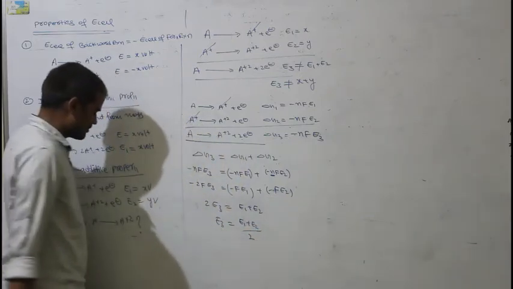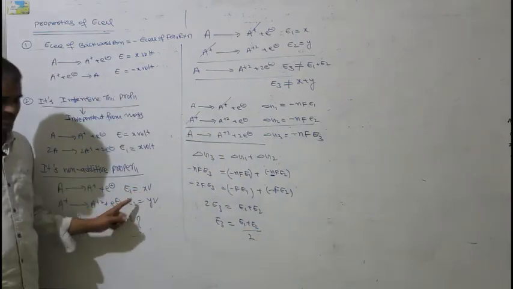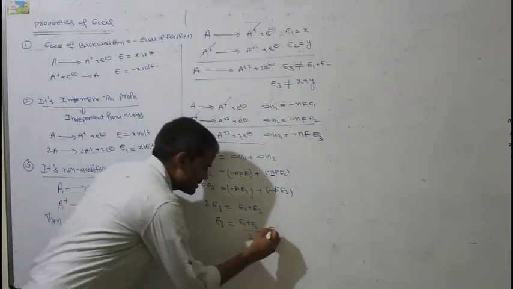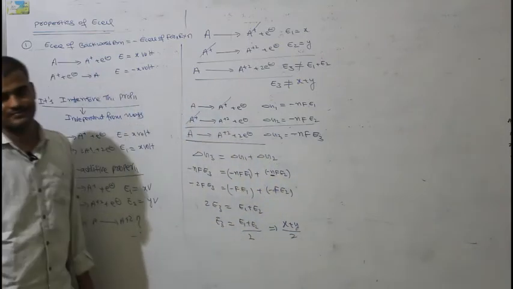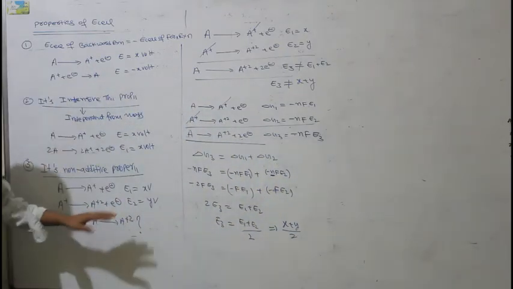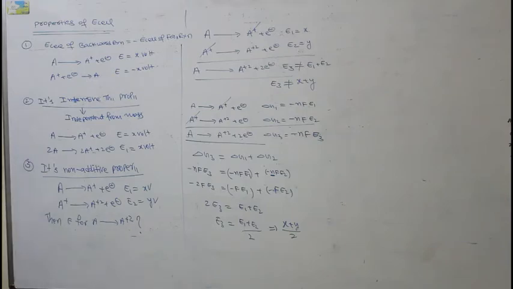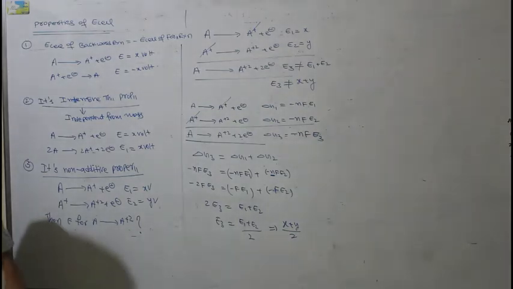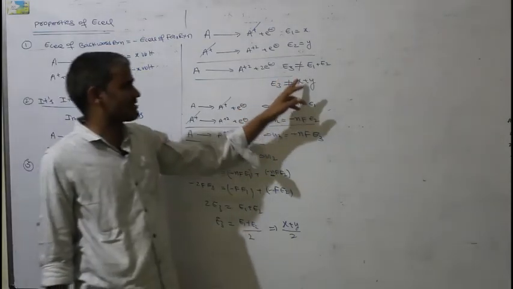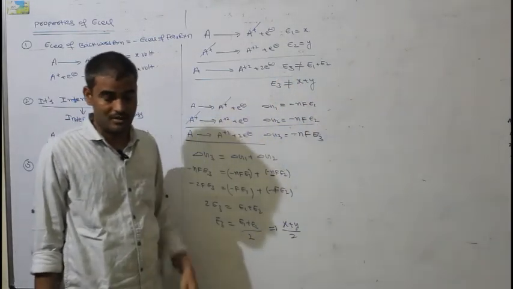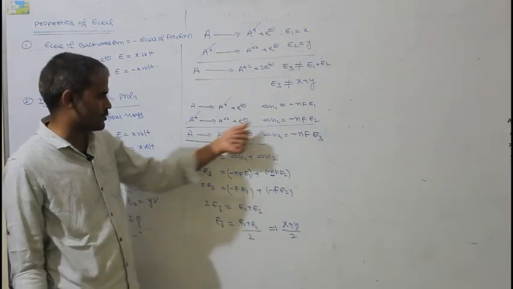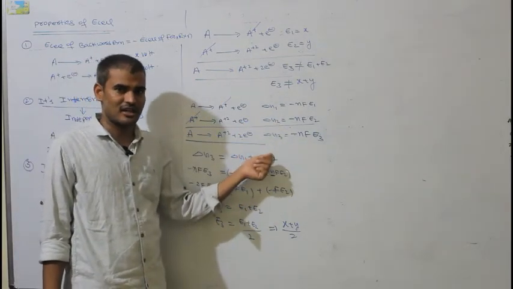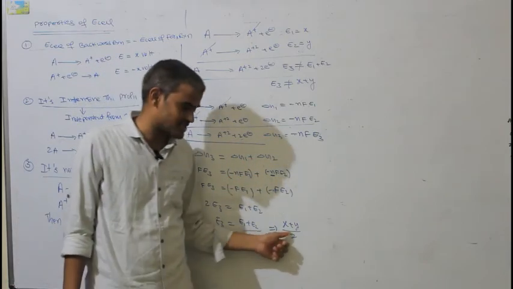E1 and E2 values given in the question: E1 value is X, E2 value is Y. So your answer becomes (X plus Y) by 2 is the E3. It is a non-additive property, so you have to convert it into an additive property. If you add directly, the answer would be X plus Y, but that is wrong, because E cell is non-additive. After converting into additive property, the E3 value is (X plus Y) by 2.